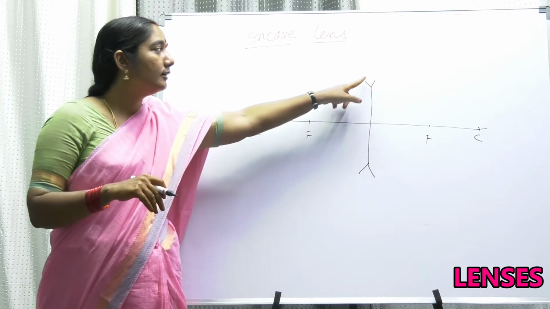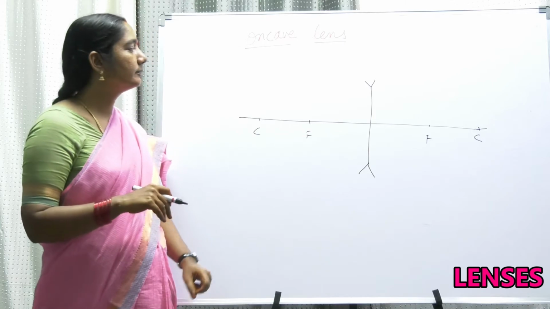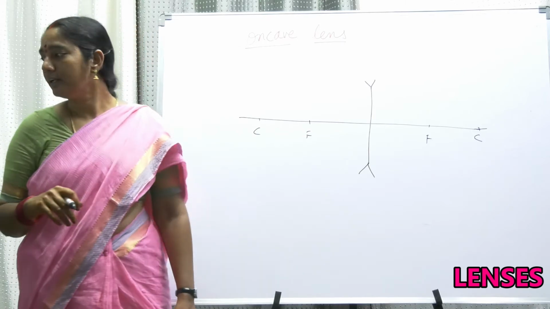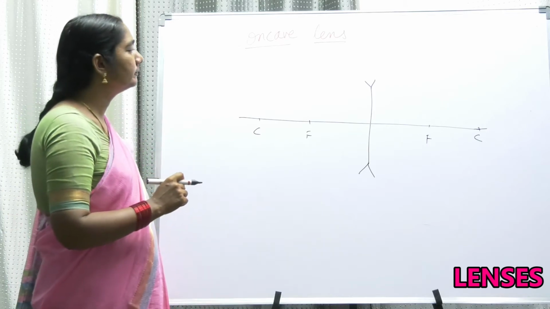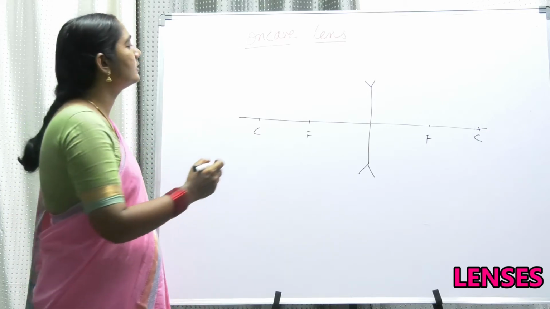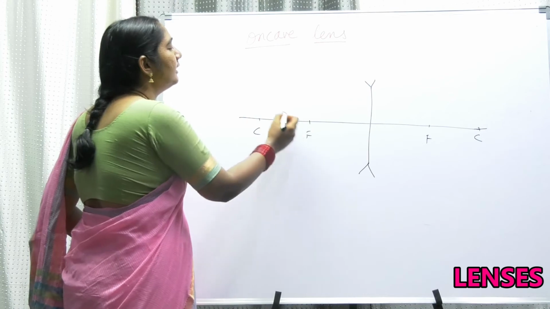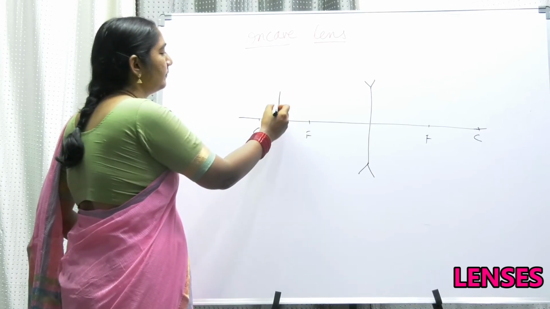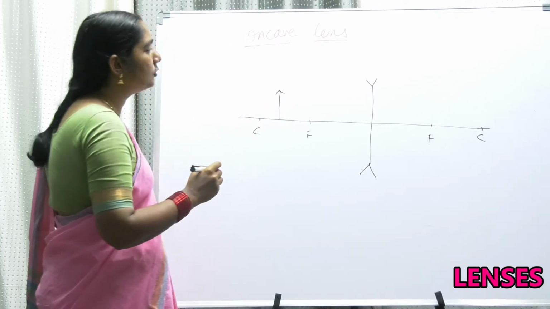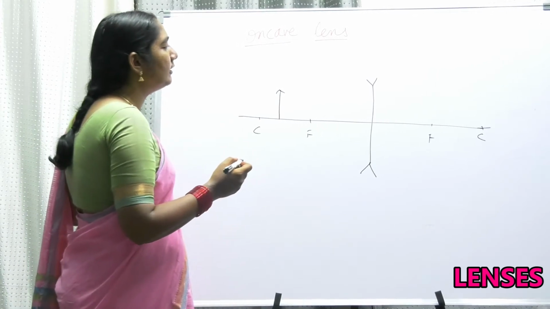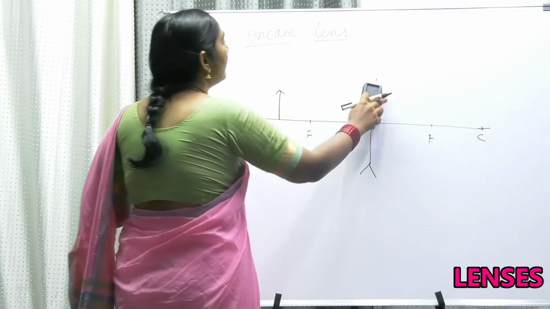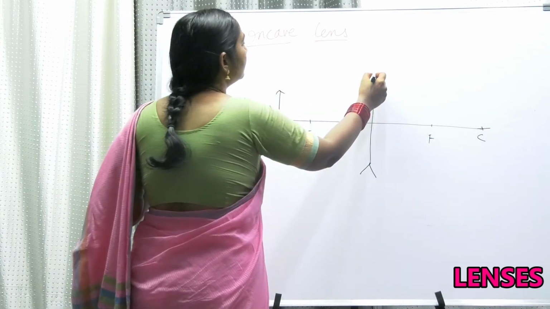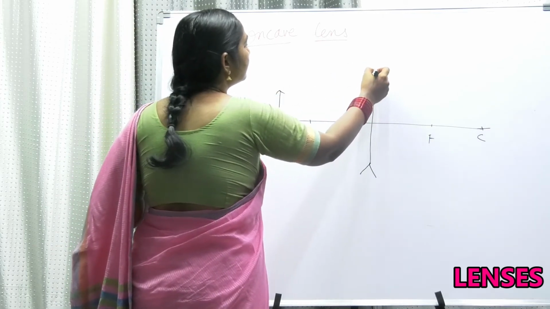Now you can see, we have taken a concave lens. In this particular case, let us take an object between C and F. My dear friends, you know that a concave lens is nothing but a diverging lens. So this is a concave lens.